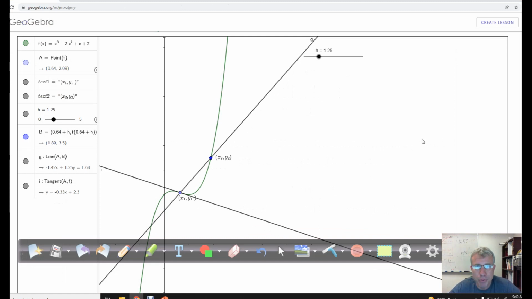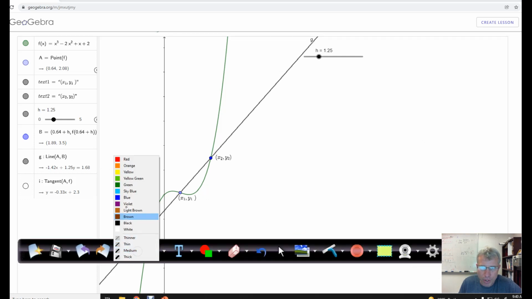So probably the best place to start is just to review what we were doing in the previous homework assignment and the previous set of videos. So in the previous homework assignment or video set, we were looking at a function f of x.